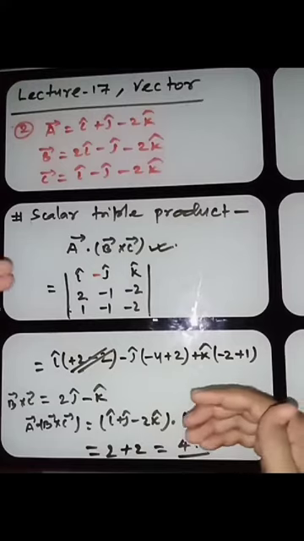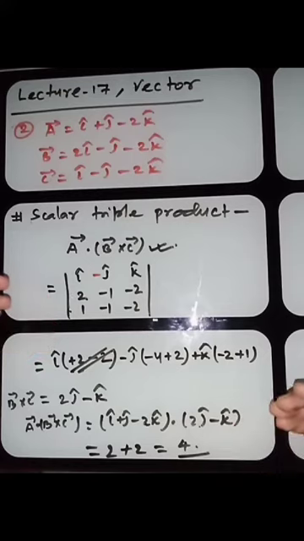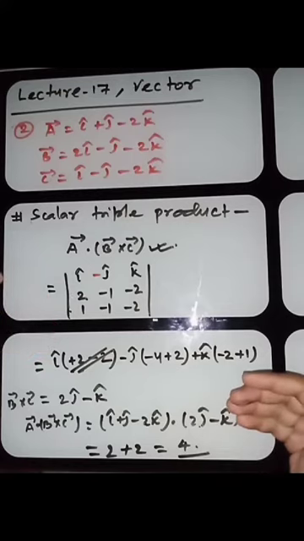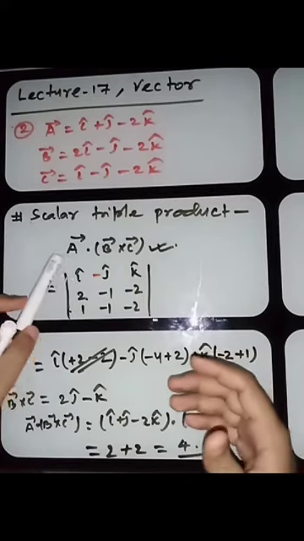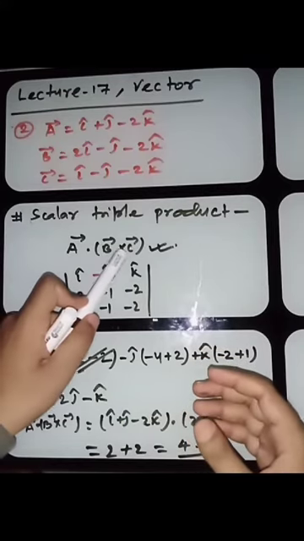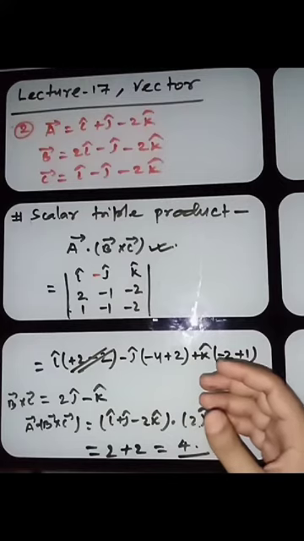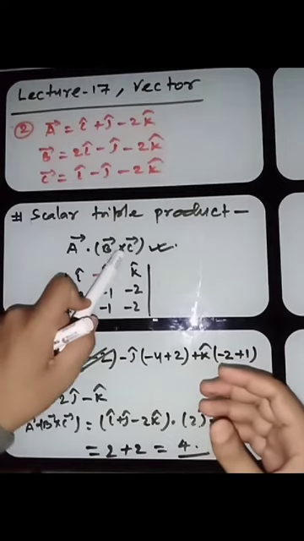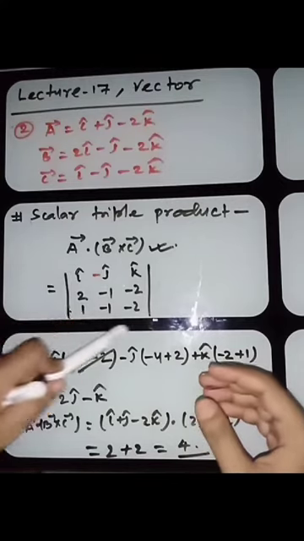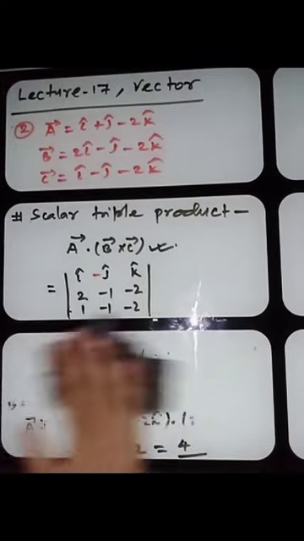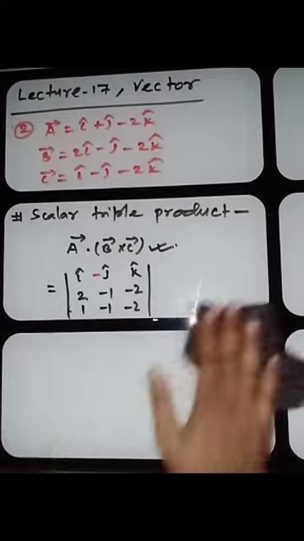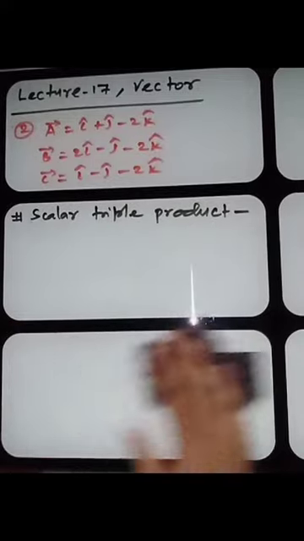Now we are going to find this directly using the determinant. All together, we'll put A, B and C in this determinant directly. All right, all together A, B and C in this determinant directly. Okay, my dear student? So here we go.